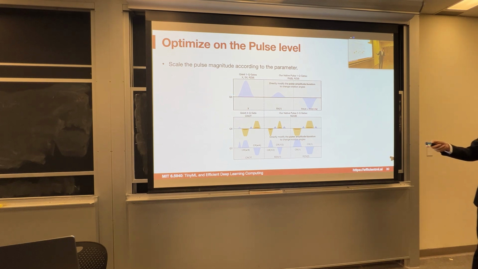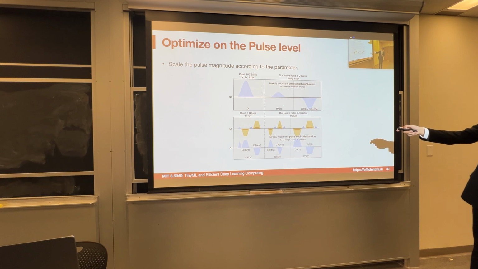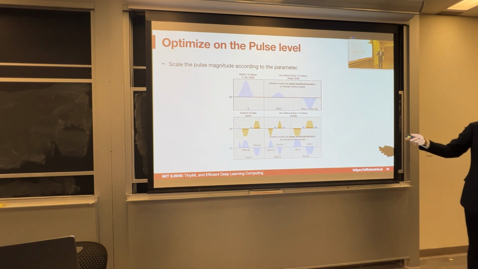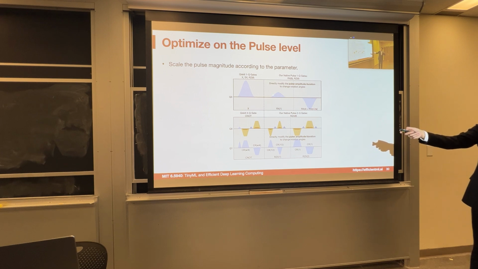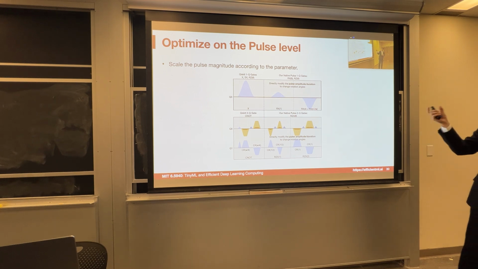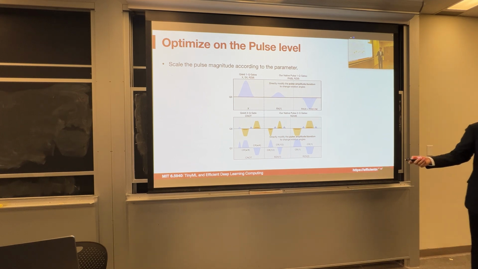So in that case, we don't have to do the previous compilation where, if you have Rx here, you may decompose that into multiple gates. But here we just directly tune the shape of the pulse, and then we can reduce the overall duration of the program. And that's also the case for the controlled gates, like 2-qubit gates.